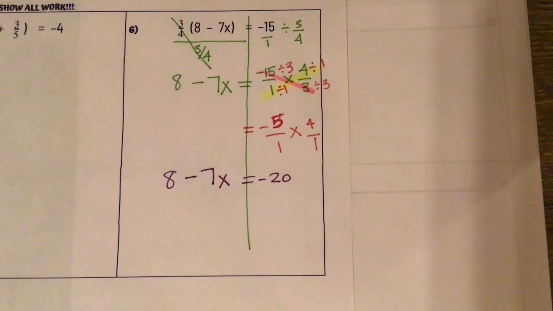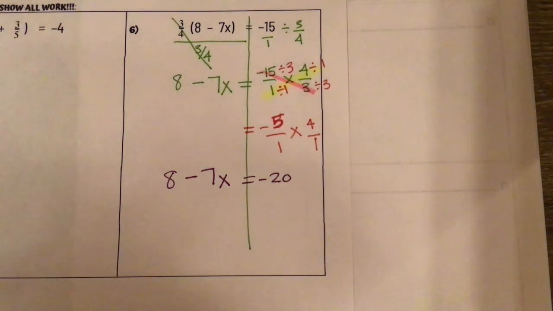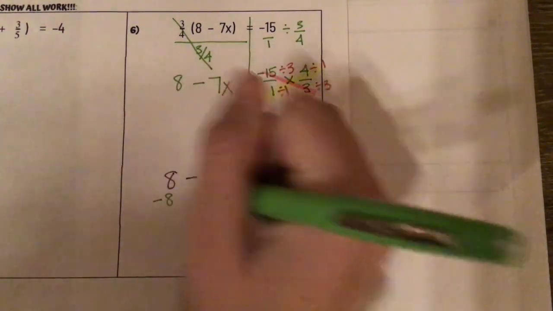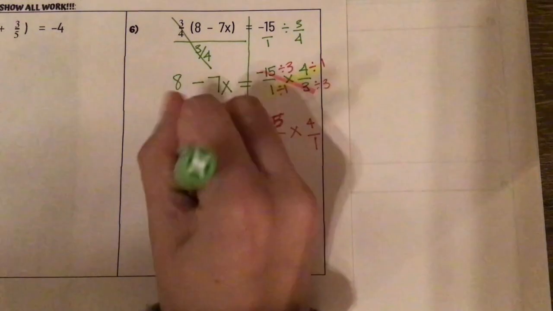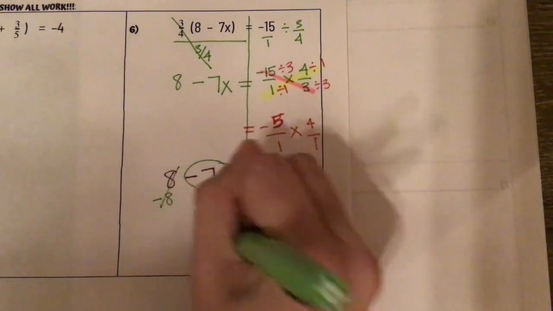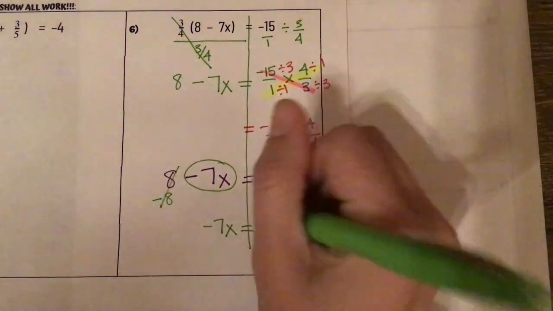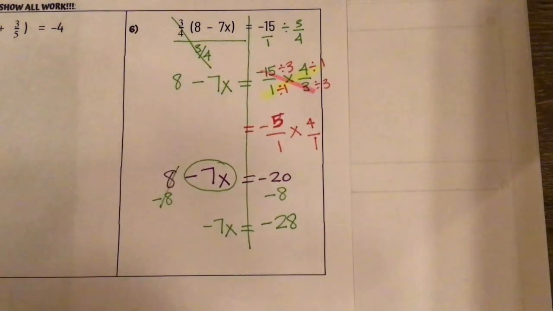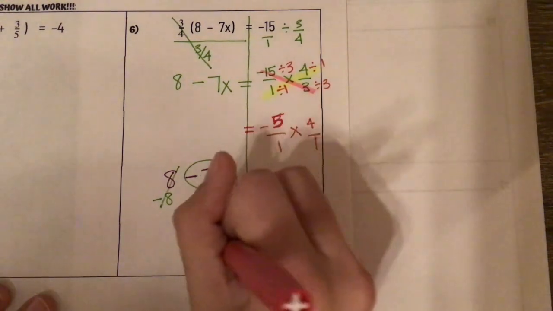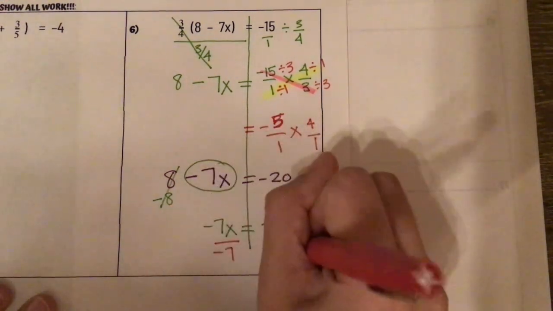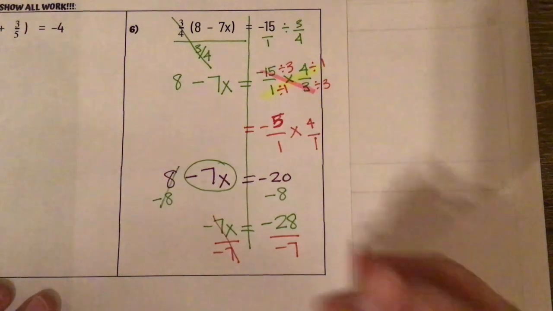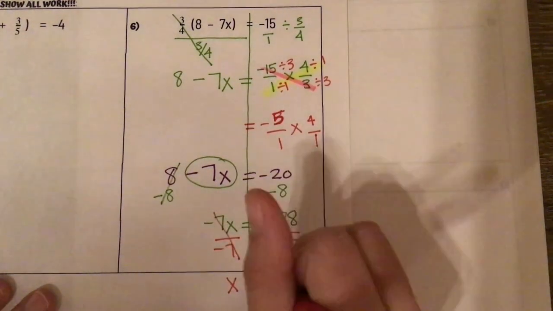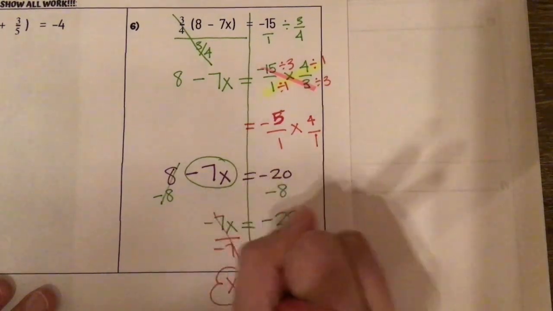Now, we've just got a basic two-step equation. There's no more fractions in here. So I'm going to get rid of my constant by subtracting by 8. Don't forget, this is a -7x that's left over. -20 minus 8 is -28. And then last step is to divide by -7. It's going to cancel out on the side with the variable. We'll be left with x equals -28 divided by -7 is +4.